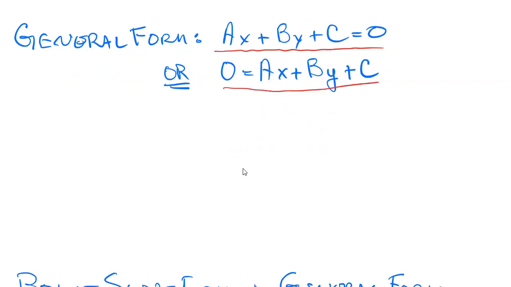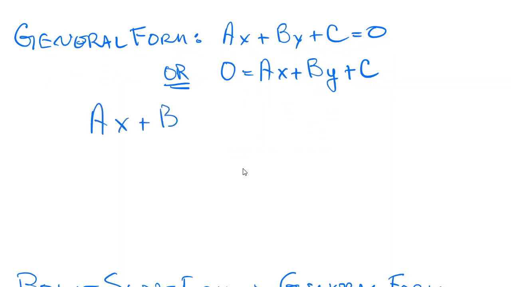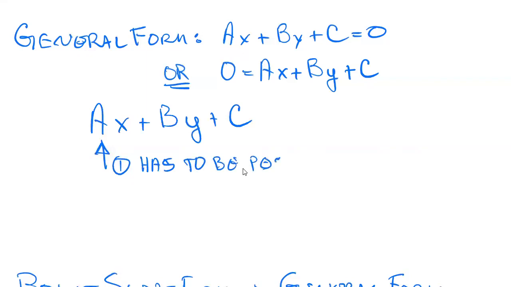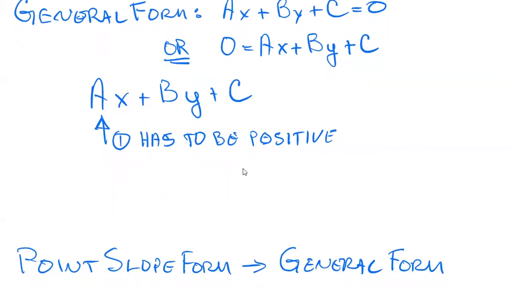What does matter is that when you do have your final product of ax plus by plus c, whether it's equals 0 or 0 equals, that this value of a, two things. One, has to be positive. Always, always, always. So if it's not positive, then there's something that we need to do in order to convert it to positive. It's basically just multiplying everything by a -1.